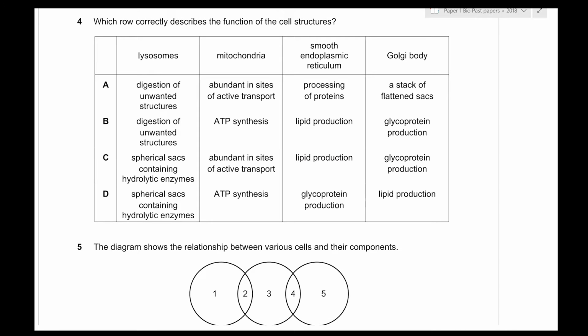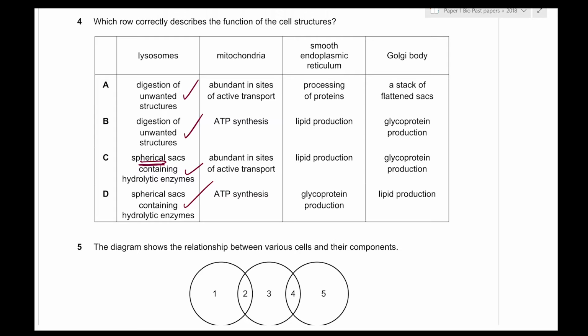Question number 4. Which row correctly describes the function of these cell structures? Now, let's start with lysosomes, digestion of unwanted structures. This is correct. Lysosomes contain hydrolytic enzymes which carry out this function, especially in phagocytosis, for example. So this is correct. And spherical sacs containing hydrolytic enzymes, yes, they are spherical, and they are sacs containing hydrolytic enzymes, as we just mentioned.